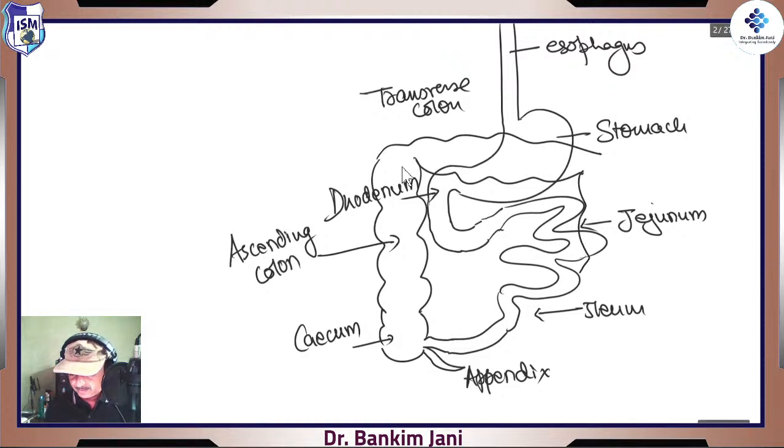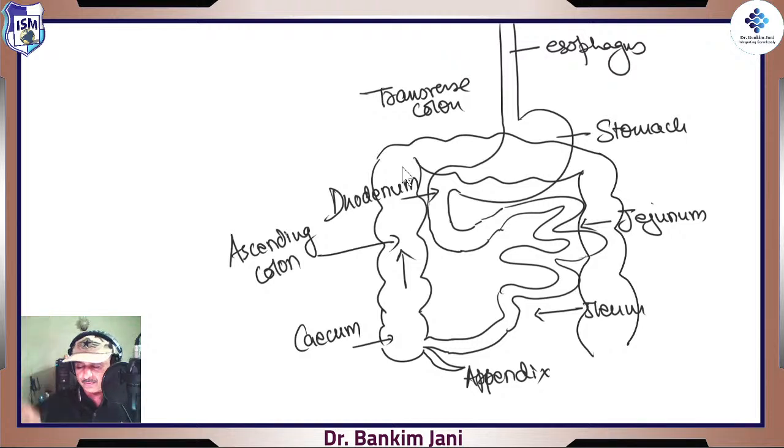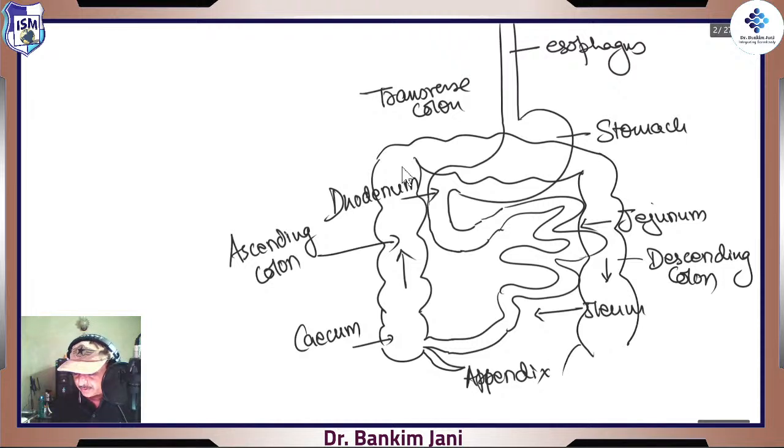And then it goes down. Right, it goes down. When it was going up, we were calling it ascending colon. Now when it is going down, we'll call it descending colon. Right? It is called as the descending colon. And then there would be sigmoid colon and rectum. And finally the anal canal. Right? Finally the anal canal.